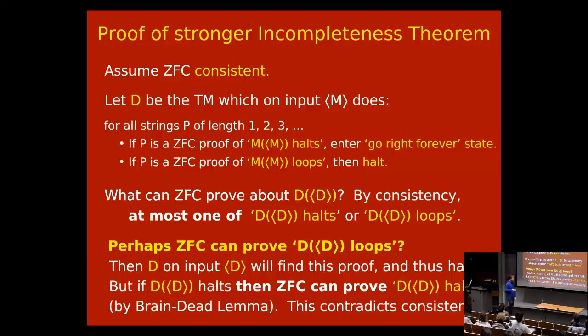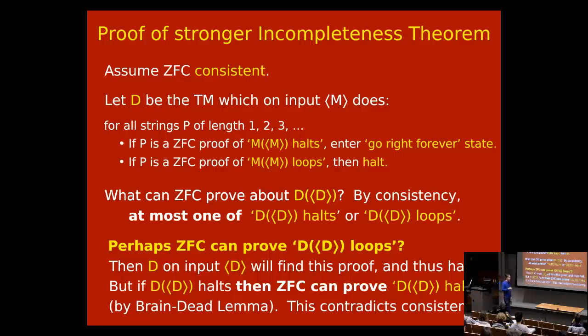Now, if ZFC proves D of D loops, by consistency, it doesn't prove D of D halts. It can prove at most one. So that means when D is running on itself, it'll never do this step, because there is no ZFC proof that D of D halts. And on the other hand, it definitely will hit this line eventually, because we're assuming here, for contradiction, that there is a proof of D of D loops. So it'll find this proof, and then it'll halt. So D of D would actually halt.